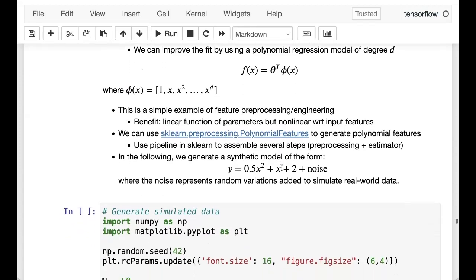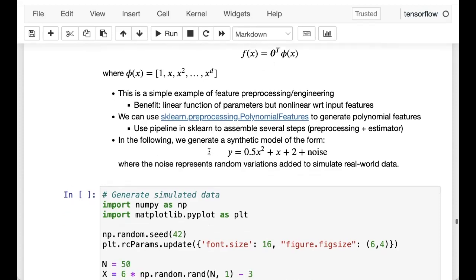And we can perform this in a very simple way using PolynomialFeatures from scikit-learn pre-processing. It's a module where we have multiple forms of pre-processing, and one of them is this PolynomialFeatures. And we know that we can use a Pipeline in scikit-learn to put together several steps, meaning different types of data transformation and also an estimator, which is a regressor or classifier in general.